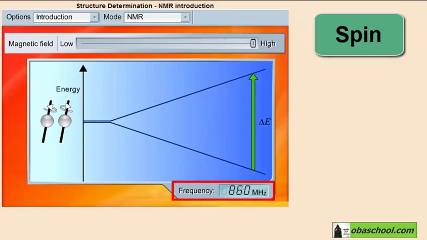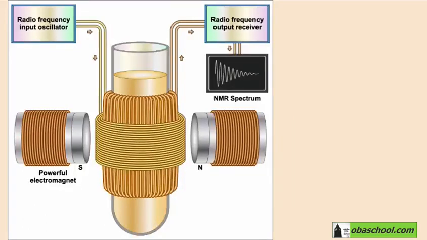Here we have the frequency. This energy difference, delta E, corresponds to the energies in radio frequency radiation. So in an applied magnetic field, H1 nuclei in a molecule can absorb or emit radio frequency energy corresponding to the magnetic field they experience.